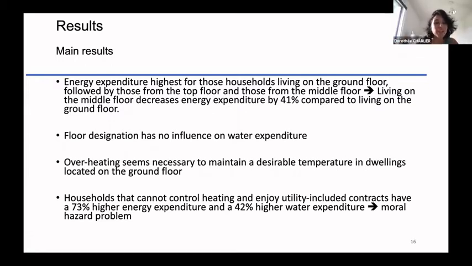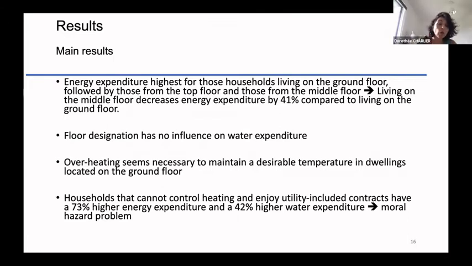Perfect. So just to sum up what I said, energy expenditures are higher for households living on the ground floor. And remember, people living on the ground floor are mostly the poorest people. That is to say, the poorest people live on the ground floor and face higher energy costs. And finally, living on the middle floor decreases energy expenditure by 41% compared to households living on the ground floor.